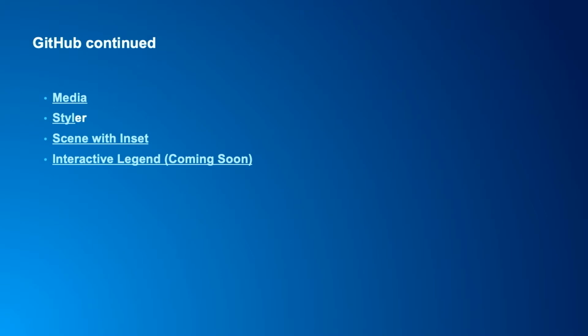All of these links in the PowerPoint are clickable. They'll take you to the GitHub repository, which has all the source code available for those applications that you can download, look at, play with, create your own app from. You can submit issues. You can submit pull requests if you think you can make the app better. We're happy to take a look at those pull requests.